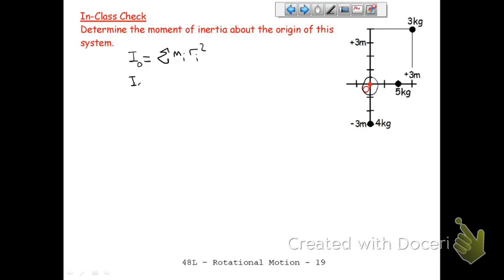So this would be I around 0 is equal to, just pick them, it doesn't matter, I'll do the bottom one first. That's going to be 4, and this distance is 3, not minus 3. The direction doesn't matter. All that matters is the magnitude. So that's 3 squared plus, and this one here is 5, and that's going to be 2 squared. And this one here is 3, and it's going to be 3 times that distance squared.